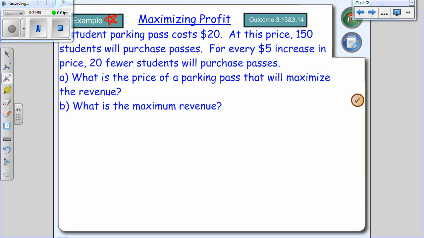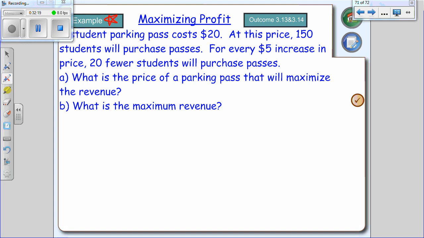What is the price of a parking pass that will maximize the revenue? That's a tricky question. And it's a realistic thing, and this is actually how people would solve it. They just do it on way bigger scales in the real world. So anyone running a business wants to maximize their revenue, right?